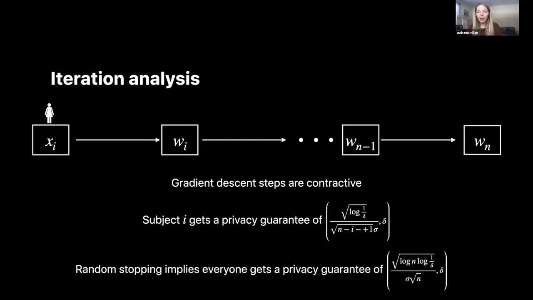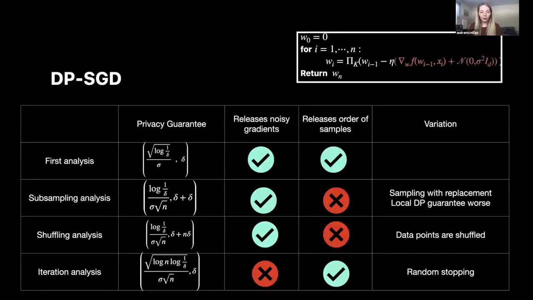So what this random stopping means is you pick a number between 0 and n, and you only run iterates until that number, and that number has to remain secret, but you can release the final point, and everyone gets the average privacy loss. Okay, so everyone gets a privacy guarantee of square root log 1 over delta over sigma times square root n. Okay, so I get a central privacy guarantee of this here. Okay, so if I look back at my table, this is a little bit worse than what I got for shuffling and subsampling.